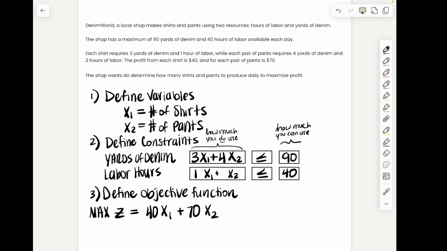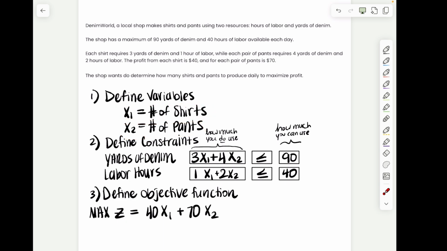So that's 1. And making a pant requires 2 hours of labor. So that's 2. But you may think you're done with your constraints, but you're not. Think about it. You're trying to determine how many shirts and how many pants to produce daily to maximize profit. In other words, you're trying to find x1 and x2, but what can x1 and x2 not be? It can't be negative, because you can't produce -1 shirts today or -5 pants.